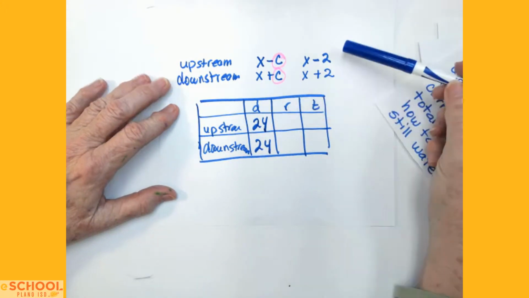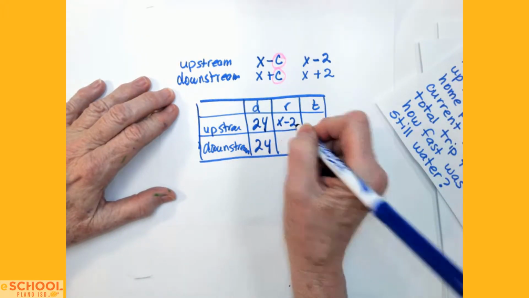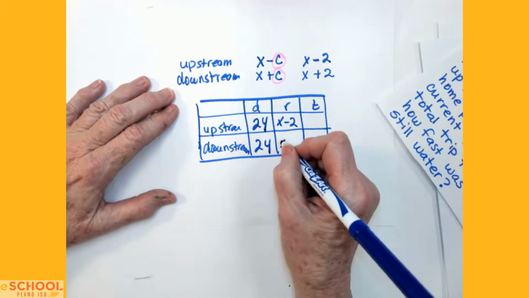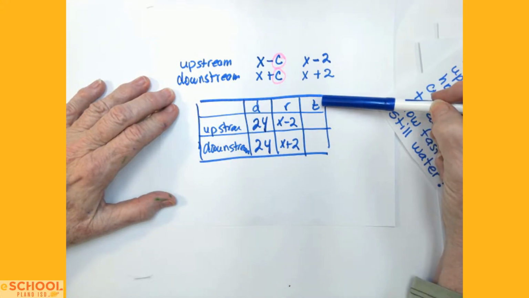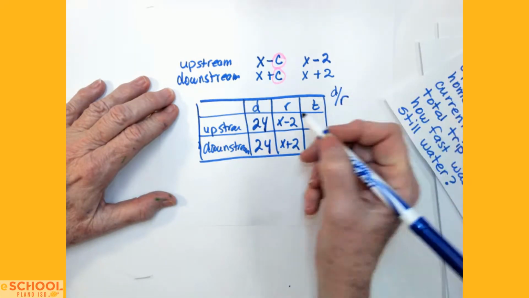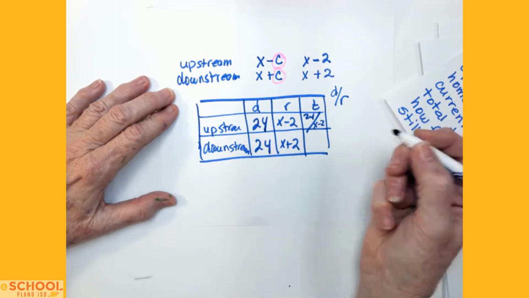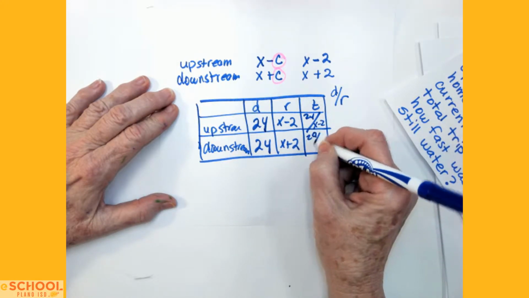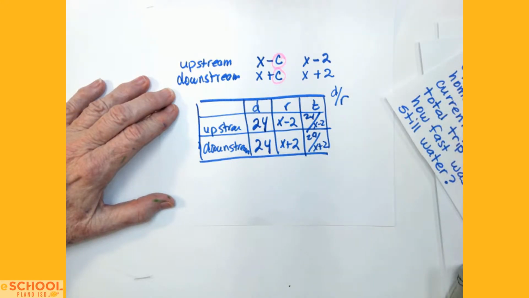The rate you're traveling would be upstream and downstream. So x minus 2 is upstream, and x plus 2 is downstream. The time it takes is going to be the distance divided by the rate. So 24 divided by x minus 2, and 24 divided by x plus 2 is going to make your table.